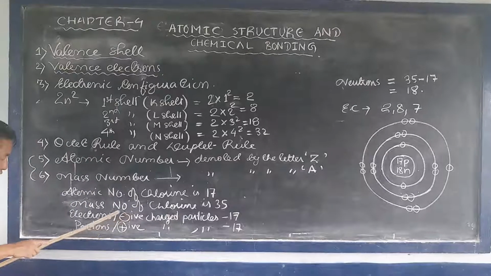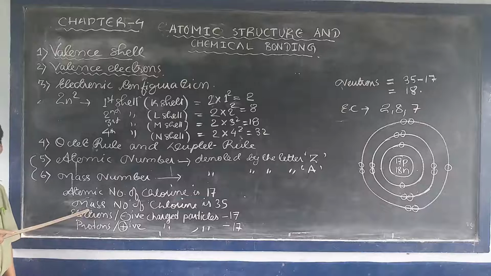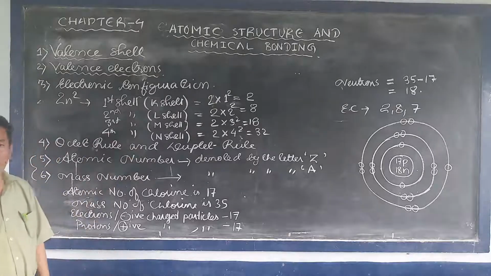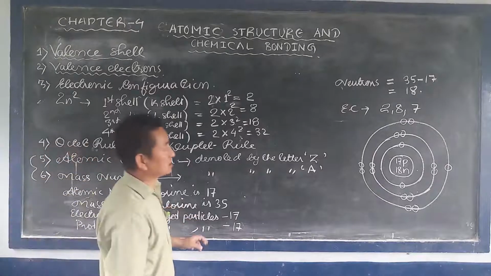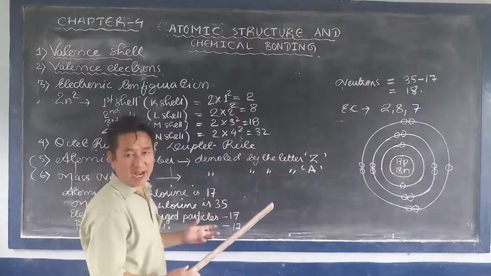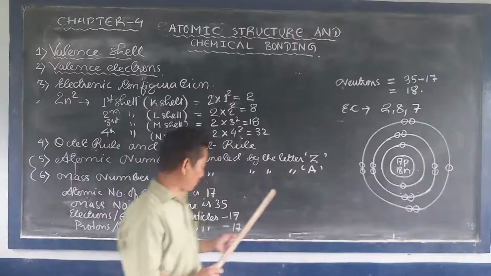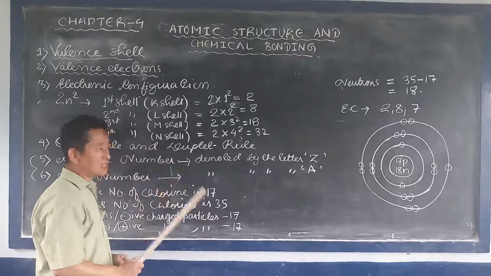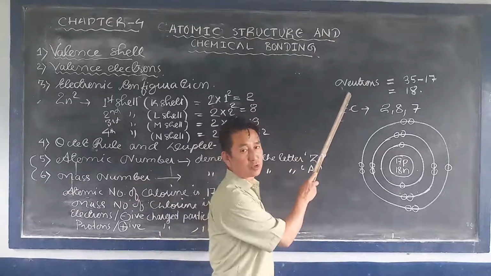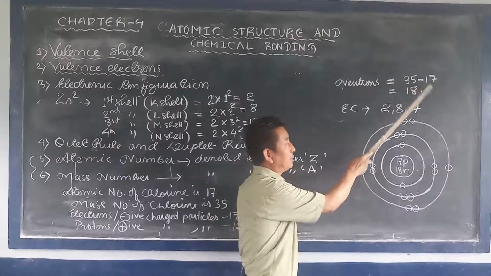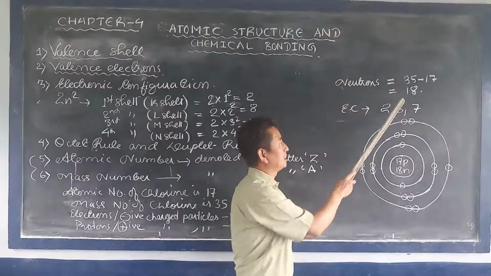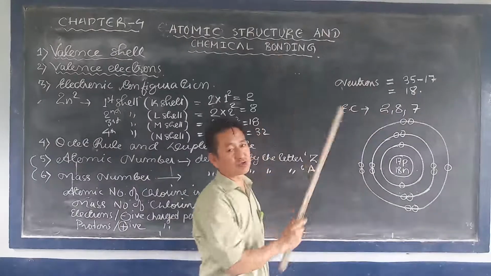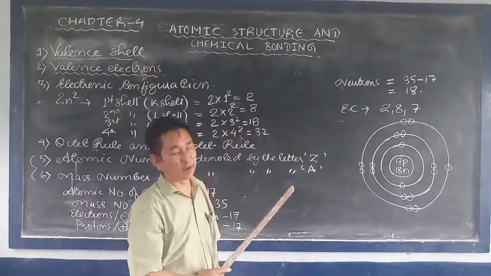Here mass number of chlorine is 35. As I already told you, mass number means the sum of the protons and neutrons present in the nucleus of an atom. The atomic number of chlorine is 17, so for its neutrons, if you subtract the atomic number from the mass number, you get the number of neutrons. 17 subtracted from 35 gives 18. There are 18 neutrons in the nucleus of a chlorine atom.